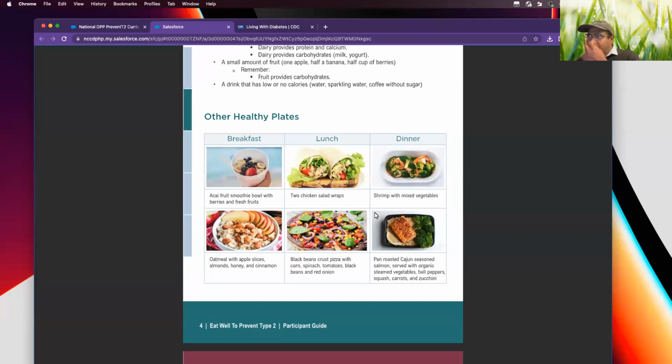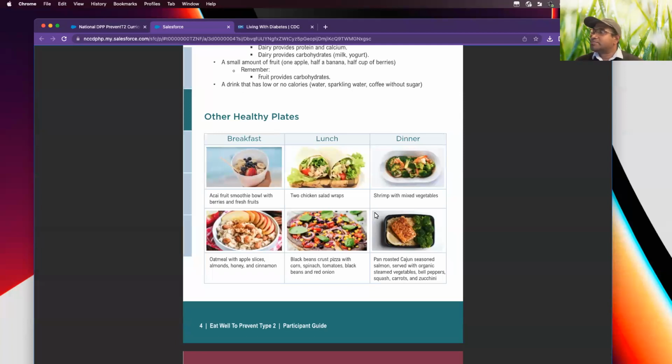So here are some healthy choices. For breakfast, it's an acai fruit smoothie bowl with berries and fresh fruits. For lunch, you can have 2 chicken salad wraps. For dinner, you have shrimp with mixed vegetables. For breakfast again, oatmeal with apple slices, almonds, honey, and cinnamon. It's good that they've used honey instead of sugar. That's always a very good substitution.